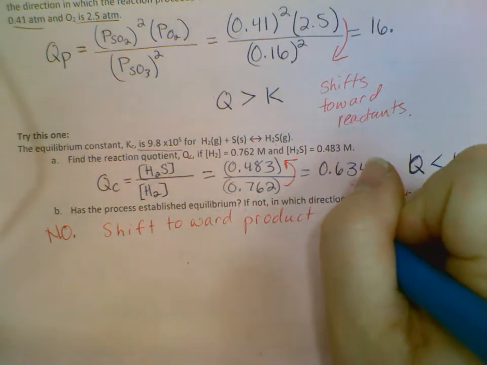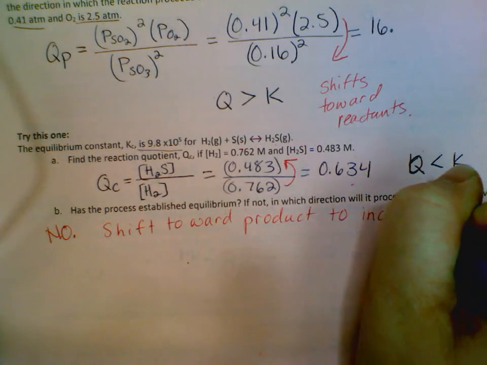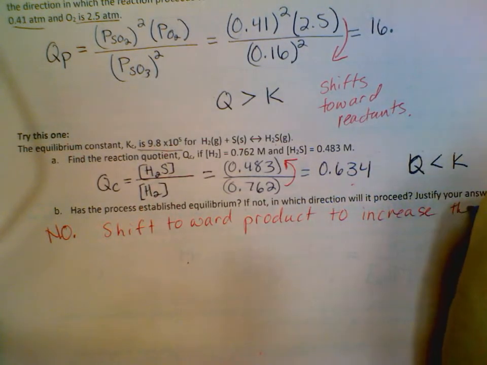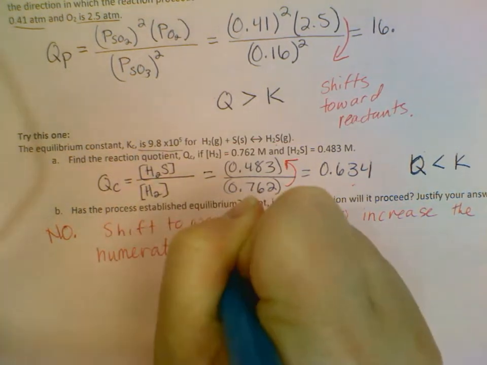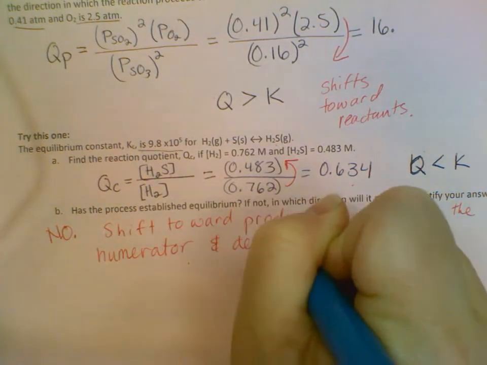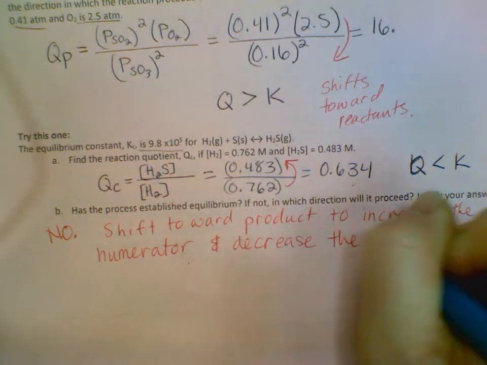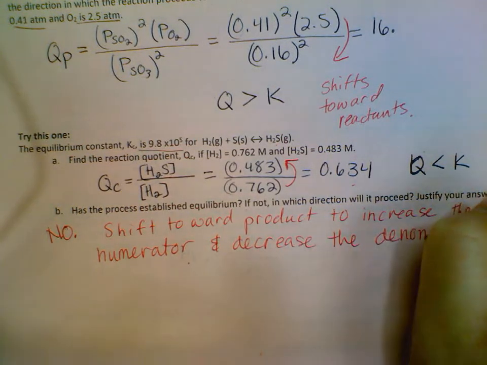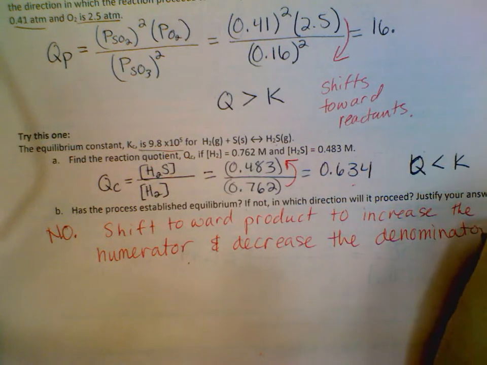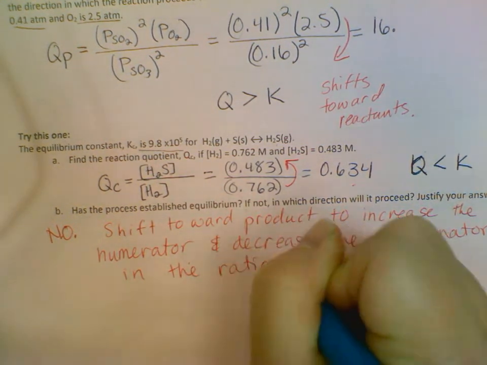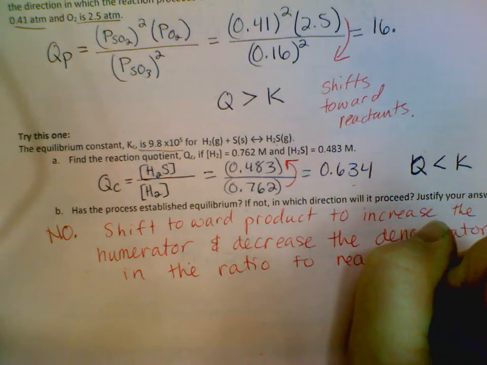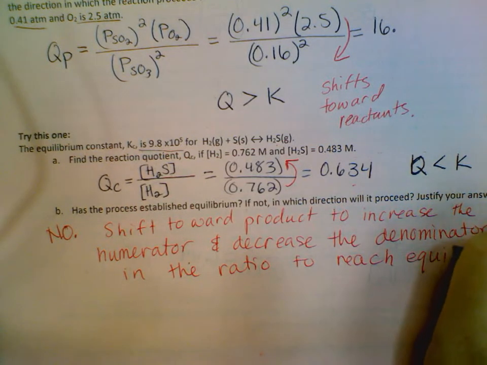Okay, so it shifts towards the products to increase the numerator and decrease the denominator in the ratio to reach equilibrium.